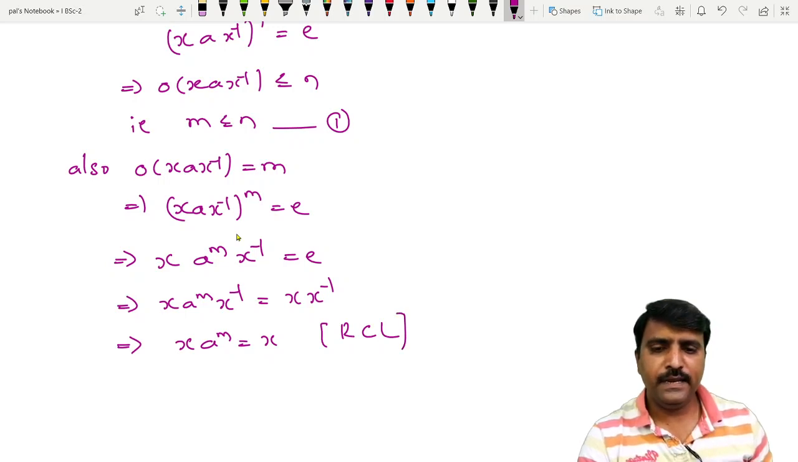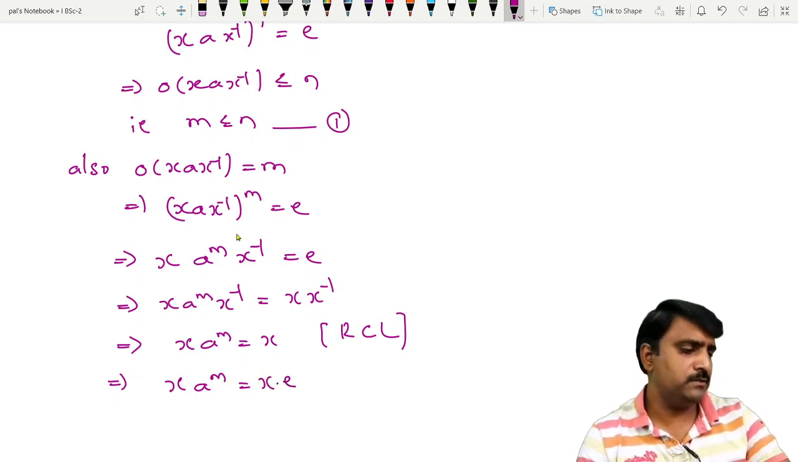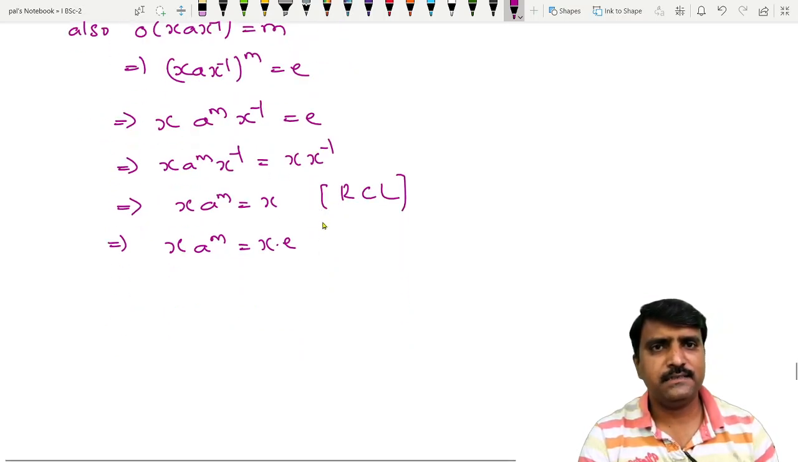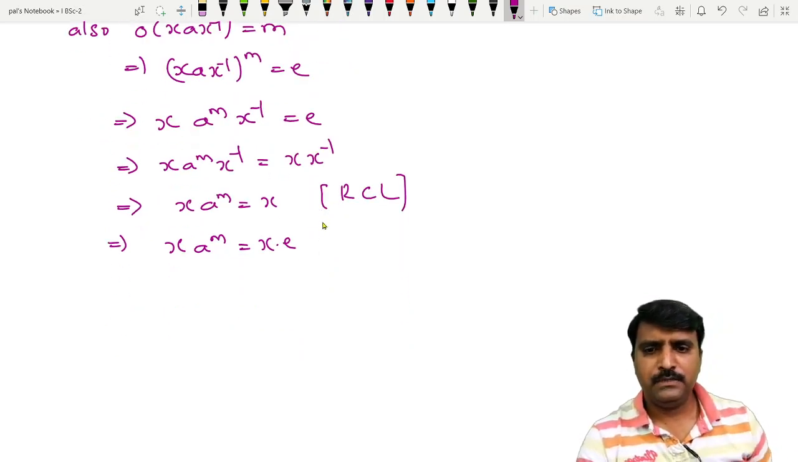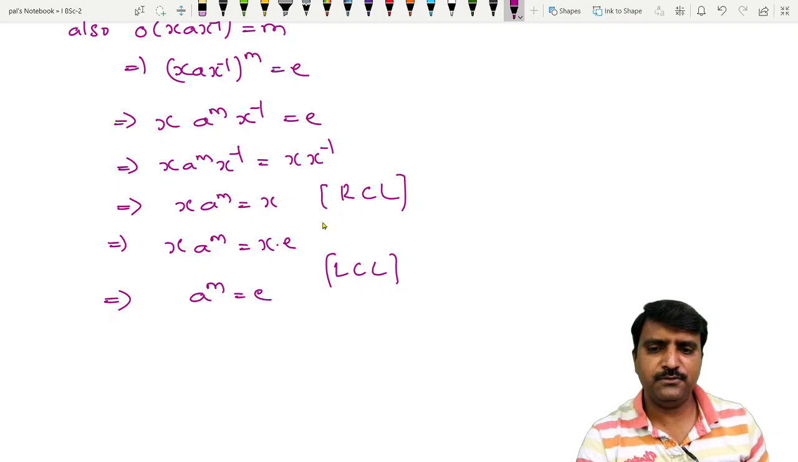Again, by using left cancellation law, before that you write x into a to the power of m is equal to x into e, because if you operate the identity element with x, then it gives x only. Here you use left cancellation law and cancel x and x, which implies a to the power of m is equal to e. If a to the power of m is e, what does it imply? Then we can write order of a is less than or equal to m.